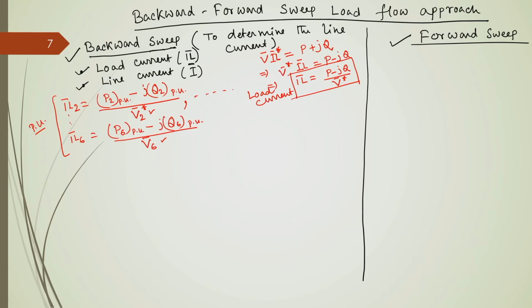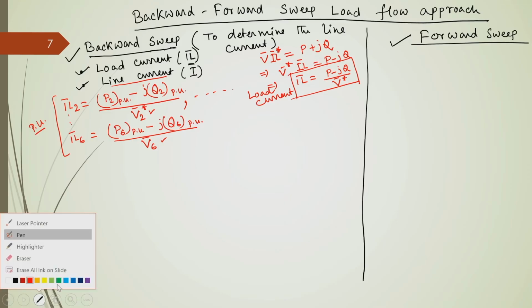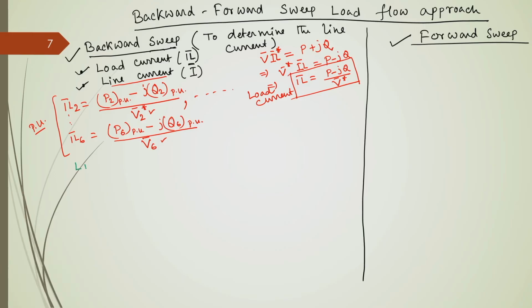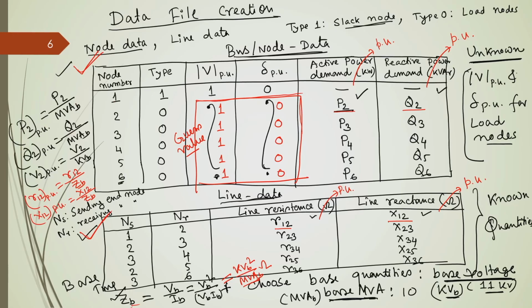Okay. So, for the initial iteration we consider V2 is equal to 1, because it is 0 per unit angle. So, V6 is equal to 1 and so on. Now, next we will determine the line current. Okay. How do you determine this line current? Determination of line current needs the application of Kirchhoff's current law, KCL. Okay. Now, how do we apply Kirchhoff's current law here?